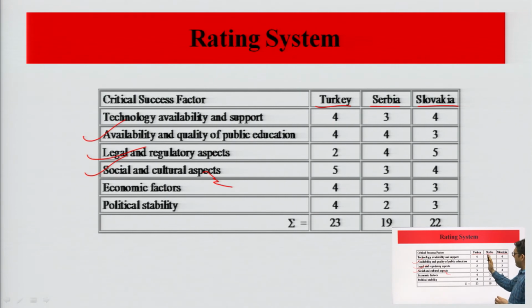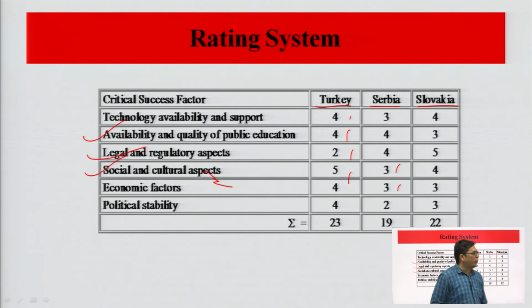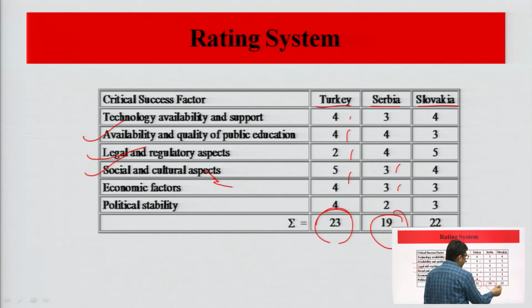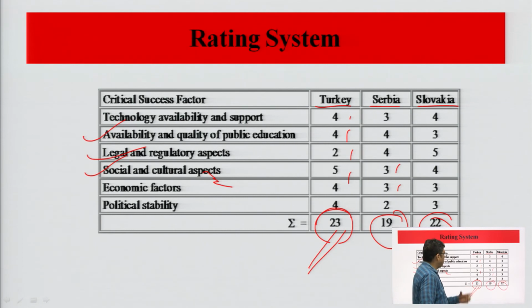Here the maximum is 5, which is most favorable, and the minimum is 1, which is least favorable. So, Turkey is 4, 2, 5, 3, 2, 1 as per the opinion of the rater. When we sum each rating, we find that the highest value goes to Turkey. So, Turkey got the maximum valuation.